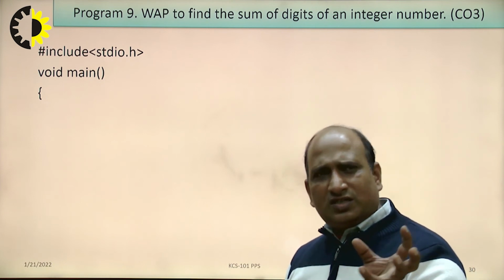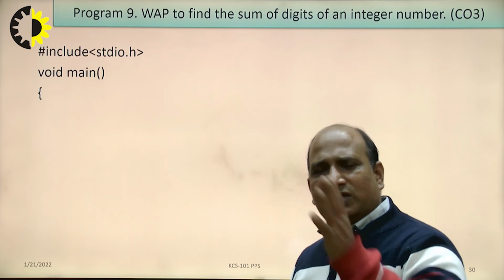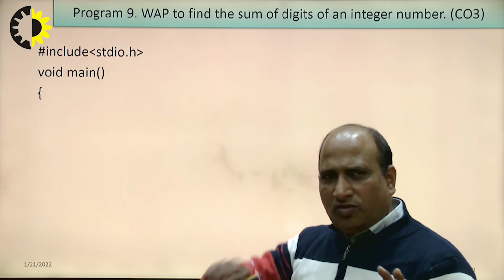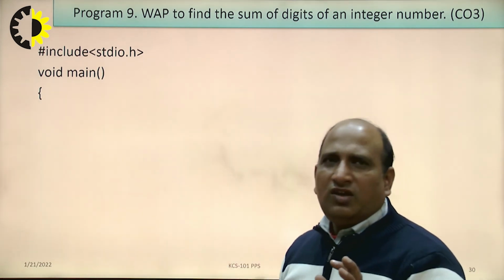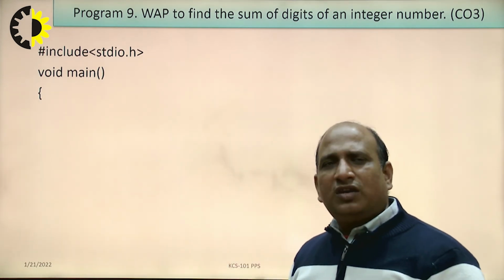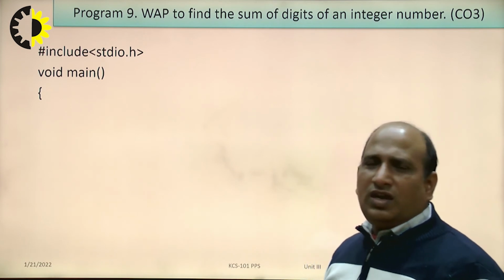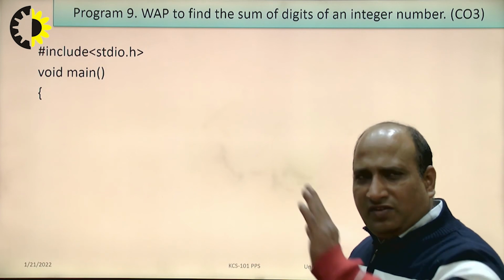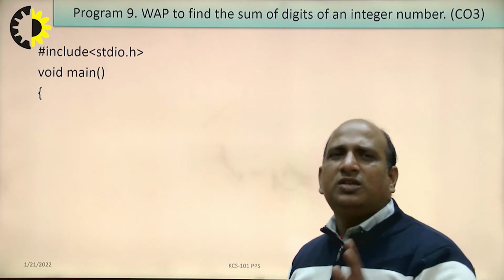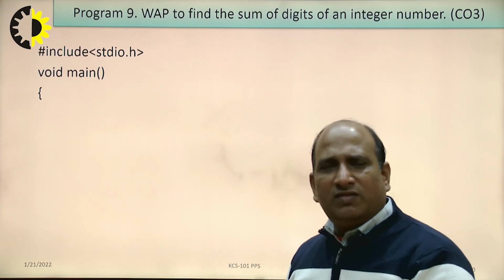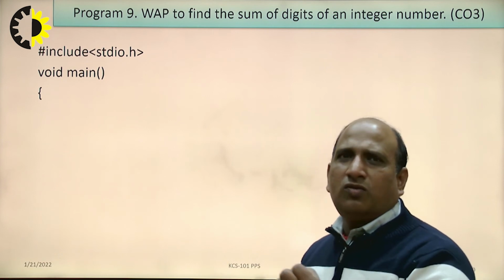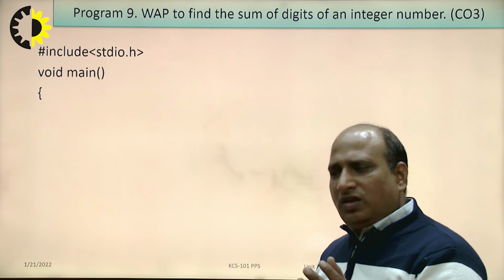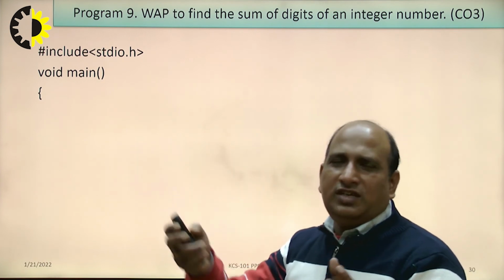Means to extract a number, this modulus 10 operation will be used. And to remove that last digit, we will just divide that number by 10, because whenever an integer is divided by an integer, the result is an integer, meaning it gives only the quotient. This concept may be used to remove the last digit from the number.